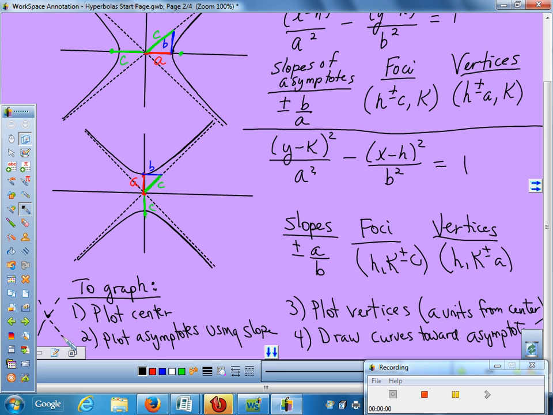Third, you're going to plot the vertices. Say ours is horizontal. We're going to go a units over from the center. If those are our vertices, then all I'm going to do, last block they were like, seriously, this is how we draw them? You literally from those vertices just curve out toward the asymptotes. You're going to curve toward the asymptotes, get as close as you can, but not touching them. It's a little weird at first.